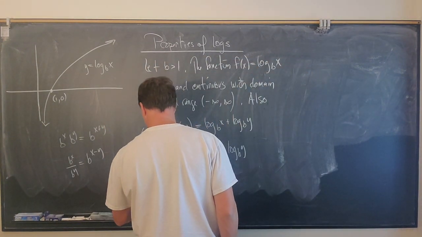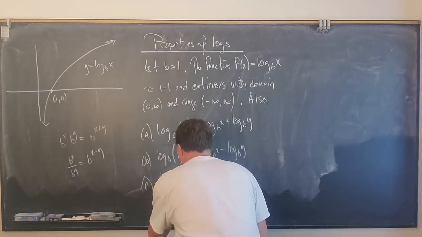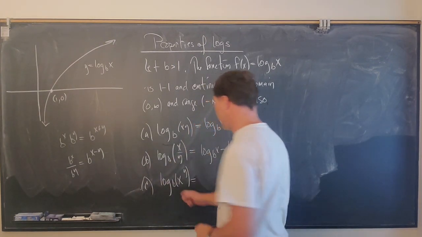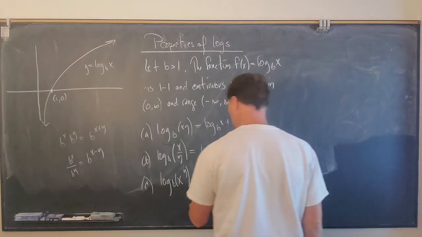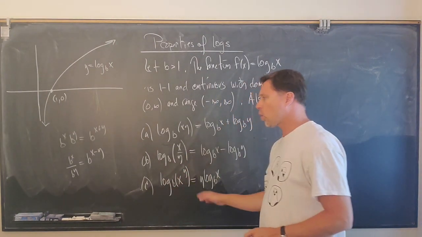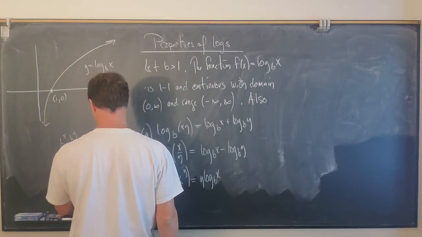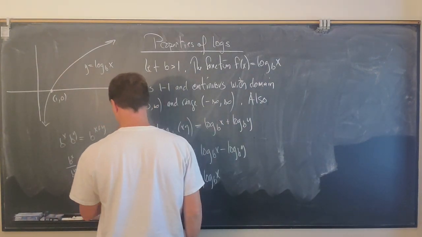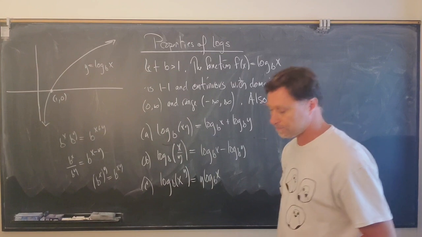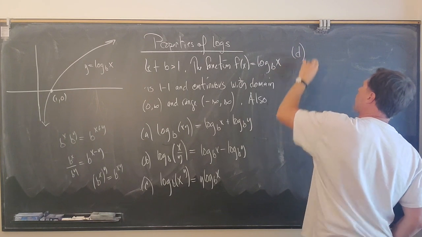Property C, log base b of x raised to the y power. Let me put parentheses there. It's x raised to the y. That can be written as y log base b of x, and you should think about what the corresponding exponential rule is. We know that b to the x, raised to the y, is equal to b to the xy. It says multiply the exponents. A couple more properties, and you can see these from the graph.